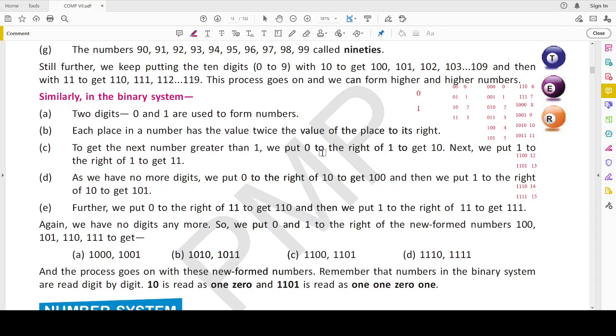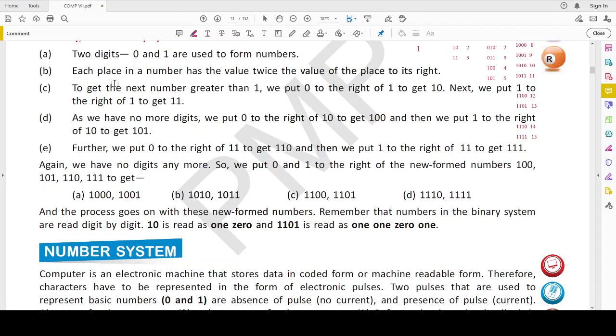to get the next place on the left, each place in a number has the value twice the value of the place to its right. So it is twice the value. Okay, you will see it in the following examples. Don't worry, let's come to the examples.